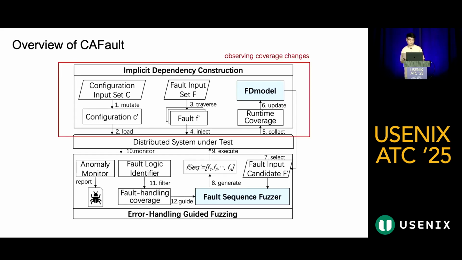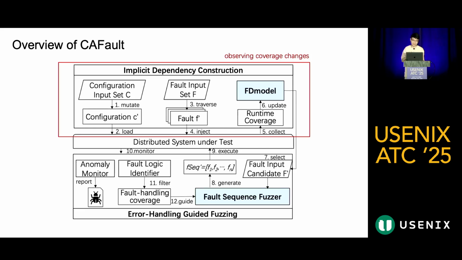The first process focuses on building the FDModel, the fault-dependent model, by observing how dynamic coverage changes when we test the system with different combinations of fault and configuration inputs.